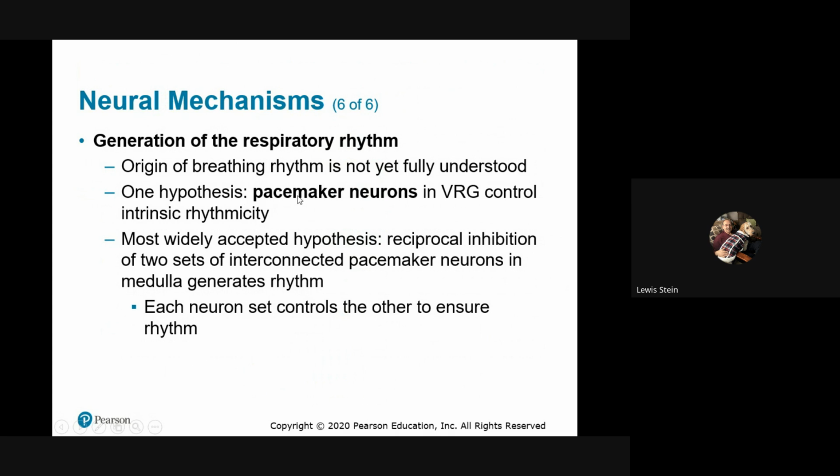So, origin of breathing understood. Pacemaker neurons, you could think about that. Reciprocal inhibition seems to be, as I was talking about a little before, interconnected pacemaker neurons generating a rhythm. Again, when you say this is a widely accepted hypothesis, what is that code for in real life? We don't know.